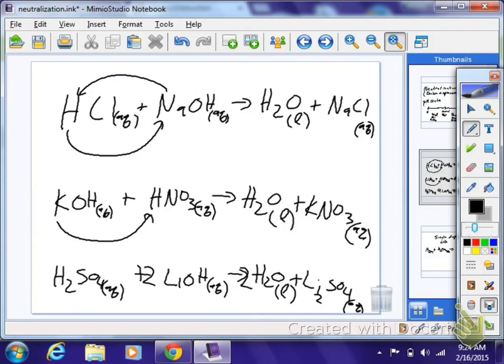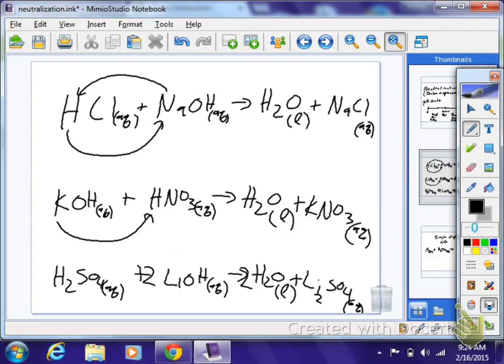Okay, so it's H2SO4. I have 4 hydrogens on both sides, so we have 4 on the right and left. Oxygens, if I'm looking at the oxygen in LiOH, there's 2 oxygens and 2 in water. I've got 1 sulfate and 2 lithium, so everything's balanced. Okay? So those are neutralization reactions.